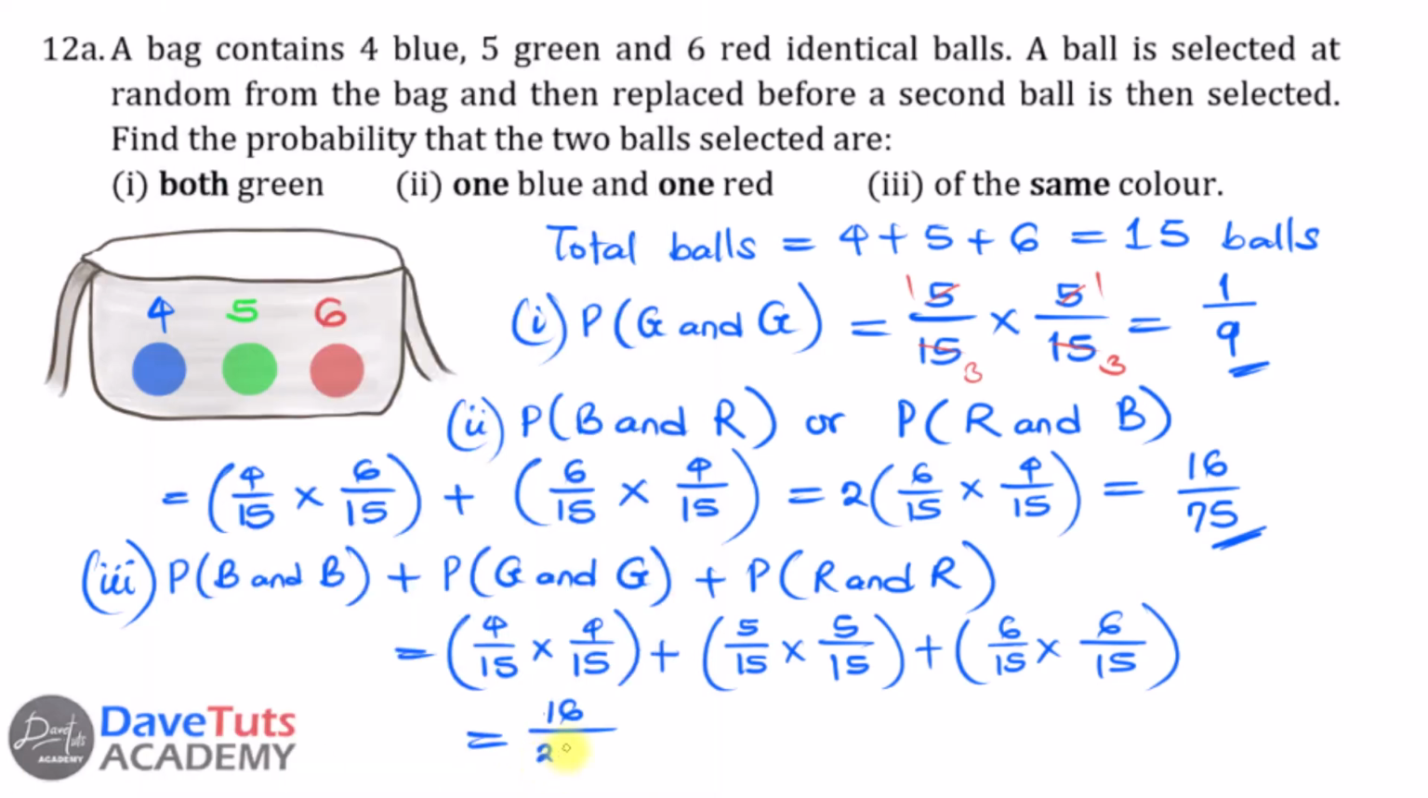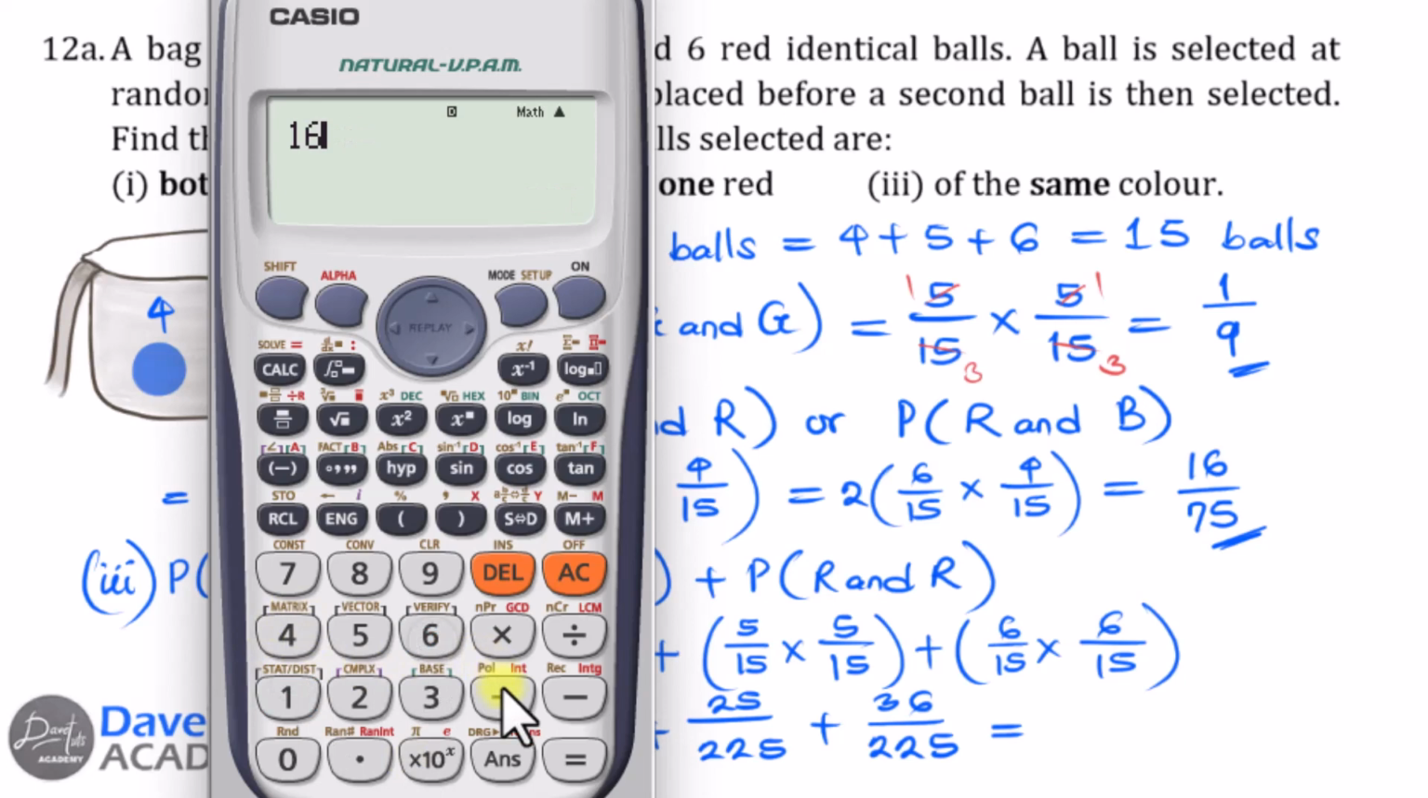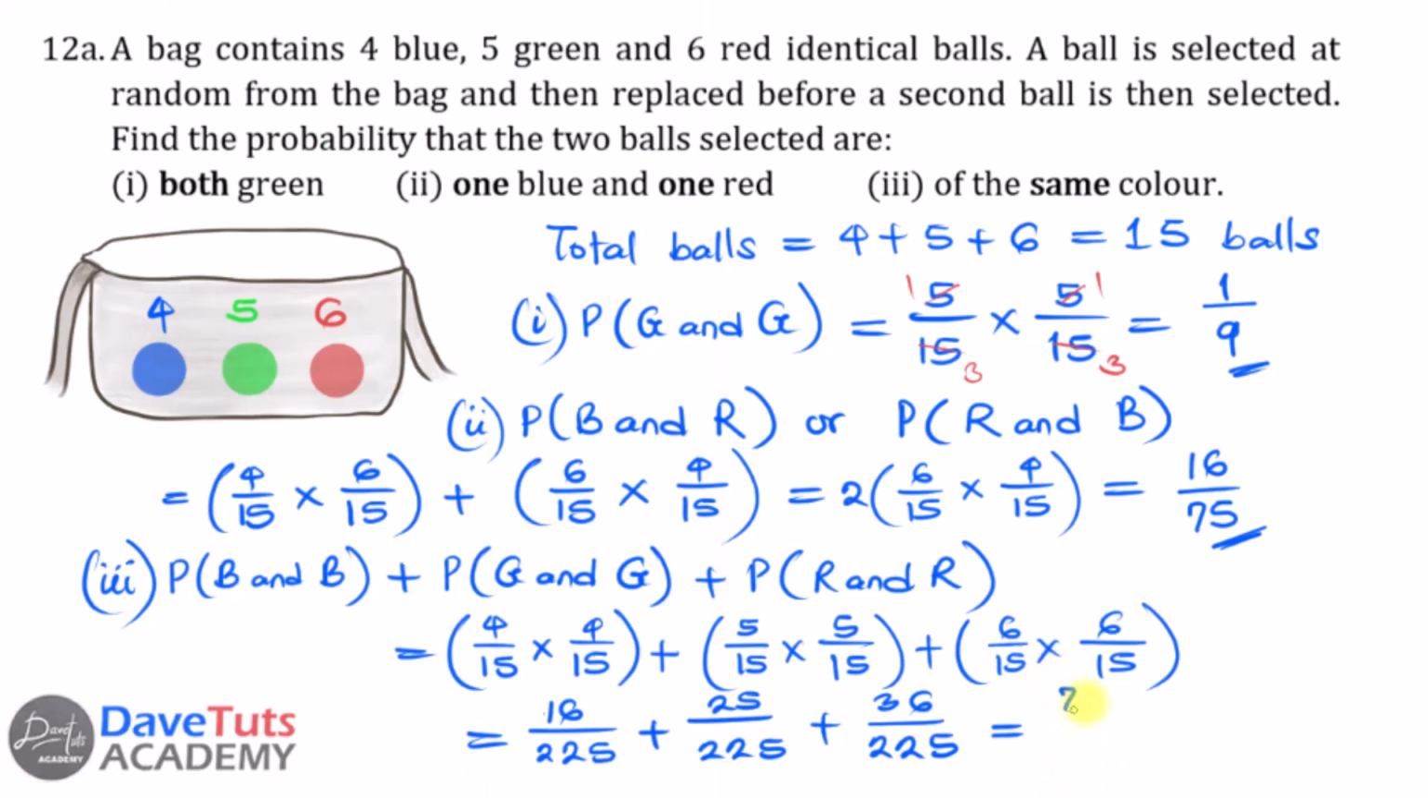So this is 225 plus here 5 times 5, that's 25 over 225. Again, 6 times 6, that is 36 over 225. So what I'm going to have eventually is the addition of these three, 16 plus 25 plus 36, that's 77. So I'm having this as 77 over 225.